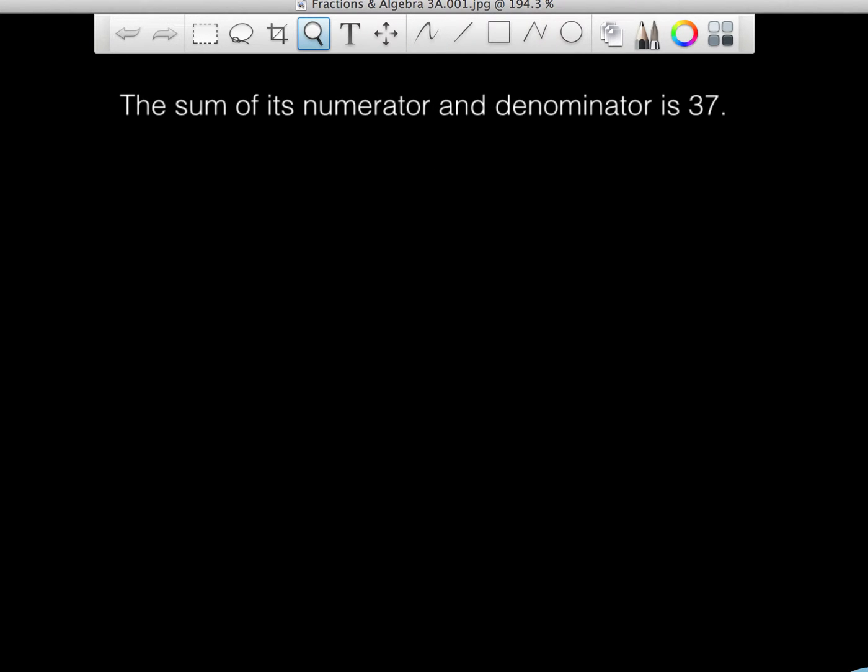Second sentence, the sum of its numerator and denominator is 37. So if you remember earlier, we said that you're thinking of a fraction, so your answer should be in this form, numerator over denominator. Now this second sentence tells you that the sum of the numerator and the denominator, so numerator plus denominator, is 37. This is the next clue that we get.